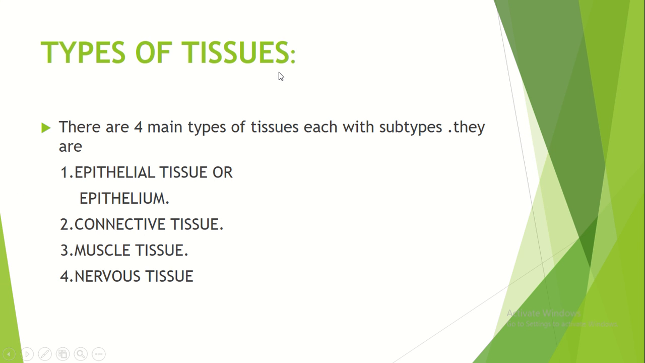So, types of tissues. There are four main types of tissues, each with subtypes. They are epithelial tissue or epithelium, connective tissue, muscle tissue and nervous tissue. So far we have been discussing the tissues and their types, and we already discussed the epithelial tissue, connective tissue, muscle tissue, and this is the last one, that is the nervous tissue.